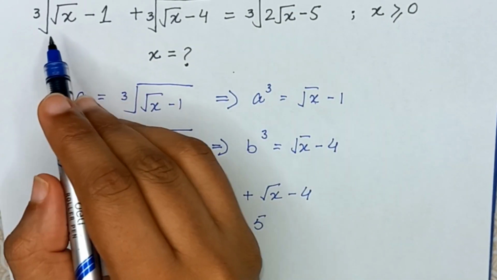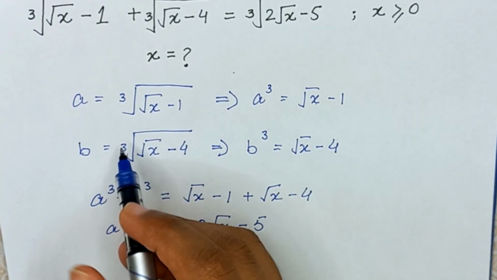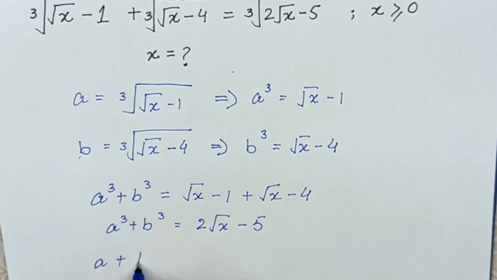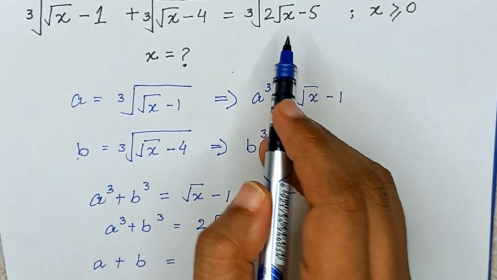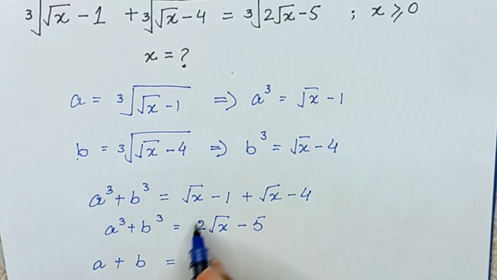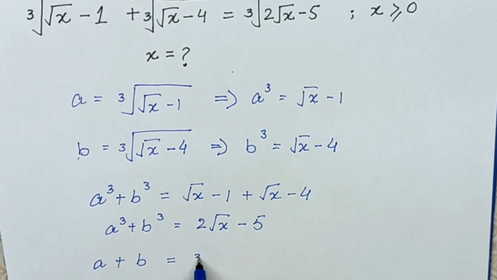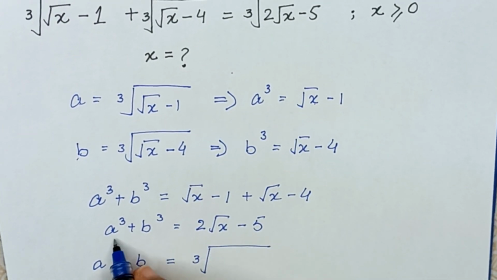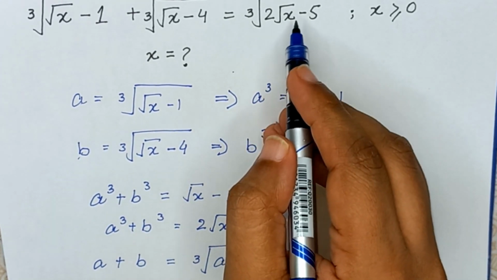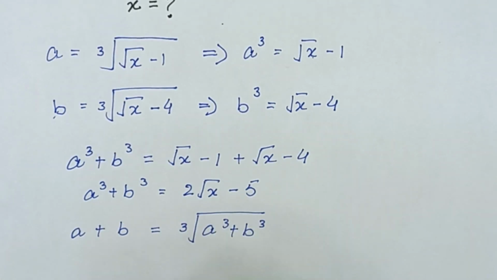But our given equation is the cube root of square root of x minus 1 plus the cube root of square root of x minus 4, so this equation will become a plus b is equal to the cube root of 2 times square root of x minus 5. It can be written as a plus b is equal to the cube root of a cube plus b cube, because 2 times square root of x minus 5 is the same as a cube plus b cube.